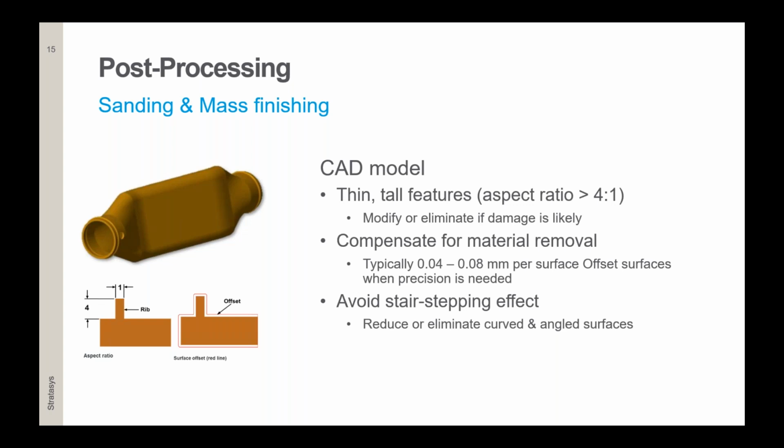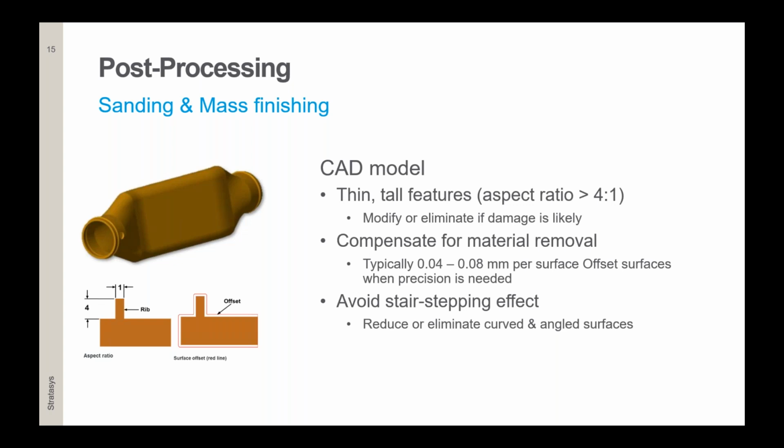Again, when sanding or mass finishing, you will be removing material. So if you absolutely need perfect dimensions, typically 0.04 to 0.08 millimeter per surface is what will be removed. So an offset of that amount would be required when precision is needed.